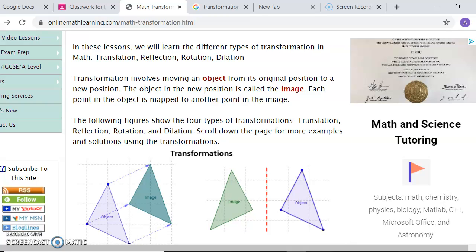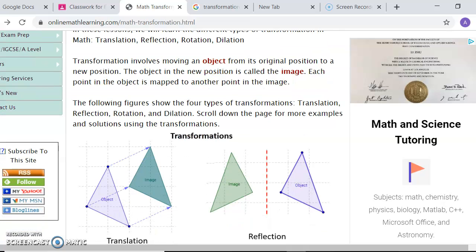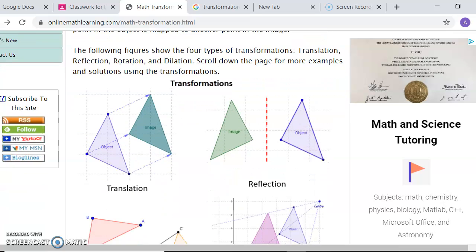I repeat that. Transformation involves moving an object from its original position to a new position. The object in the new position is called the image. Each point in the object is mapped to another point in the image. So let's take a look at this. The following figures show four types of transformation: translation, reflection, rotation, and dilation.